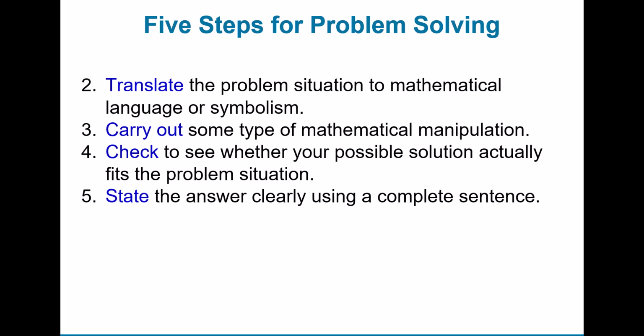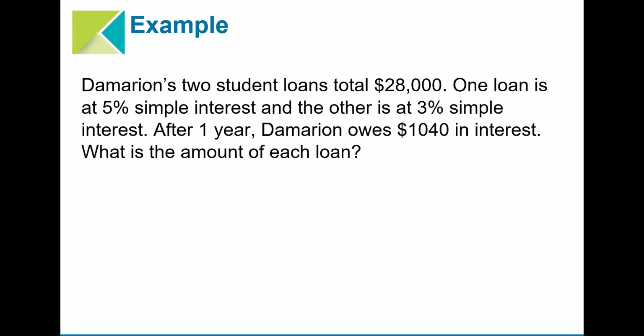So, as I keep saying, this stuff is used everywhere. Right here, student loans. So it says Demarion's 2 student loans total $28,000. One loan is 5% simple interest, and the other is at 3% simple interest. Where simple interest is a formula of just the principal times the rate times the time of the loan. It says after 1 year, Demarion owes $1,040 in interest. What is the amount of each loan?